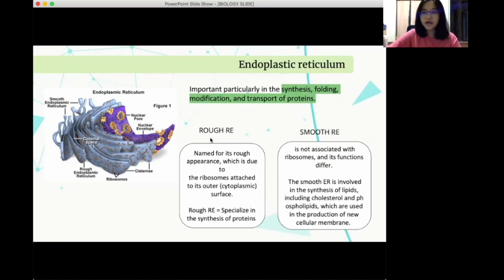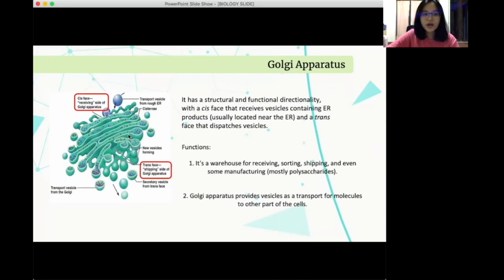There are also two kinds of endoplasmic reticulum. The rough ER is named for rough because the ribosomes are attached to its outer surface, while there is also the smooth ER, which is not associated with ribosomes. The rough ER is for synthesis of protein, while the smooth ER synthesizes lipids. The Golgi apparatus is the warehouse of the cell: sorting, shipping, and even some manufacturing. And it also provides vesicles as transport for molecules to other parts of the cell.